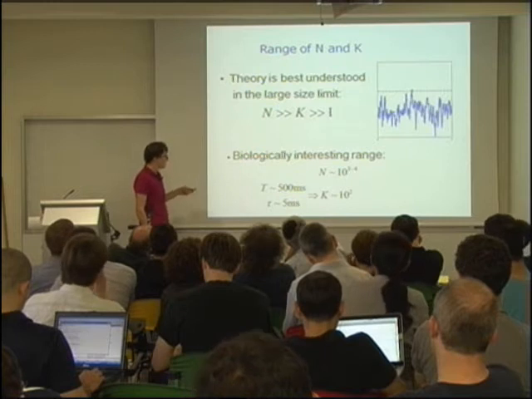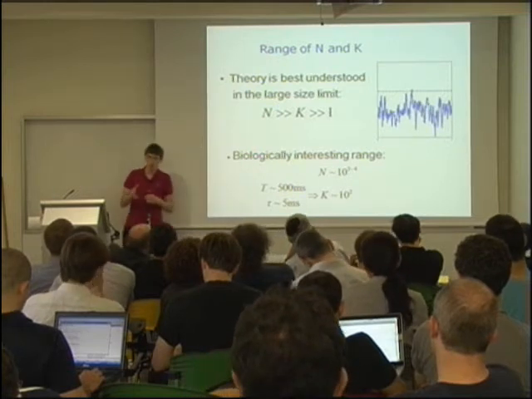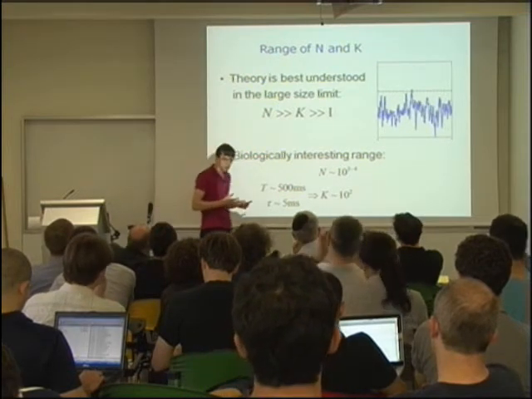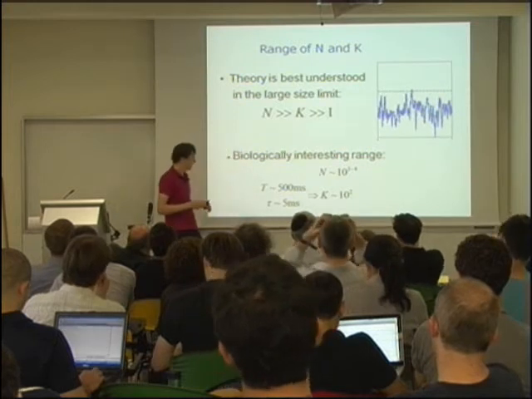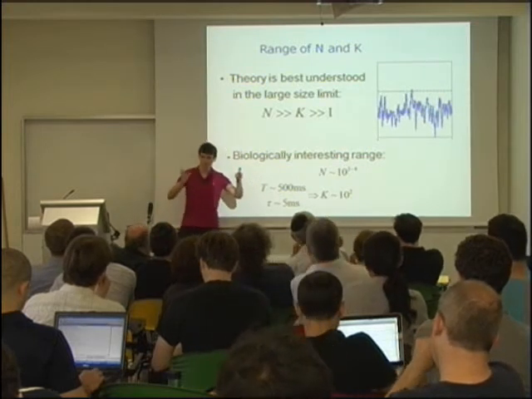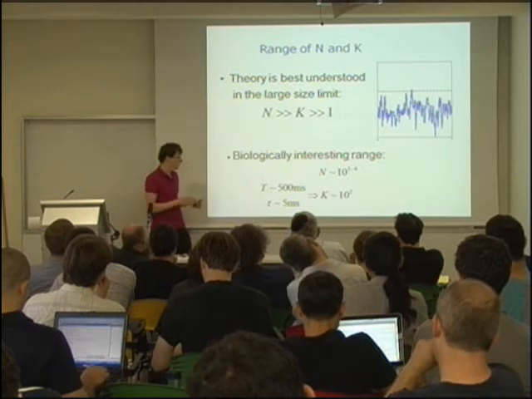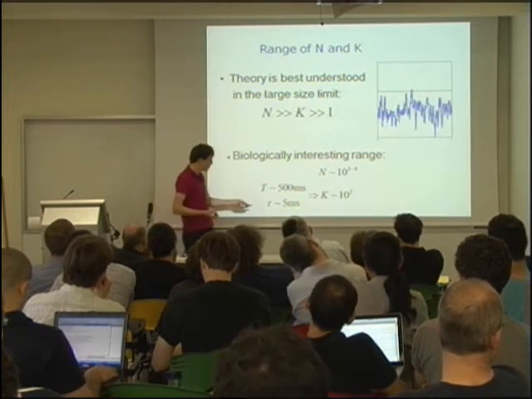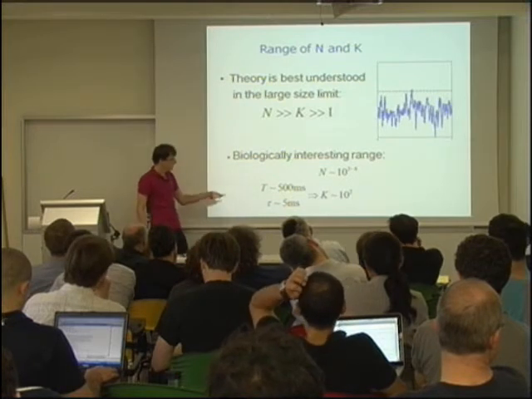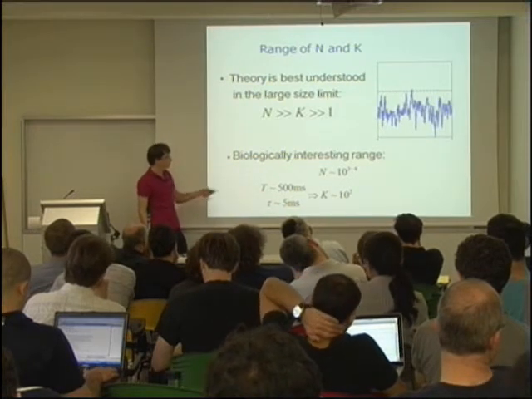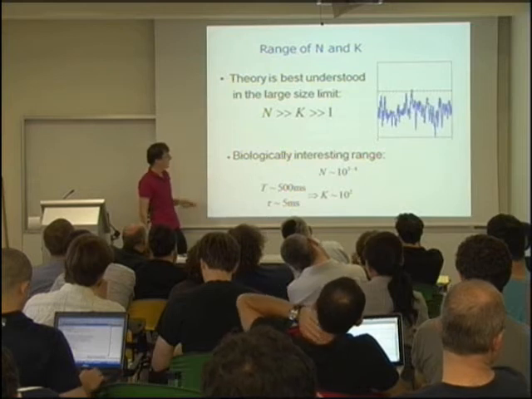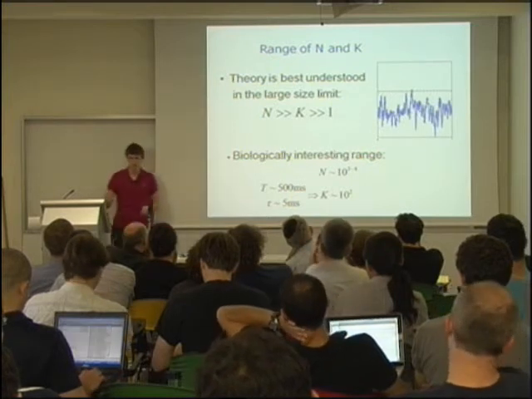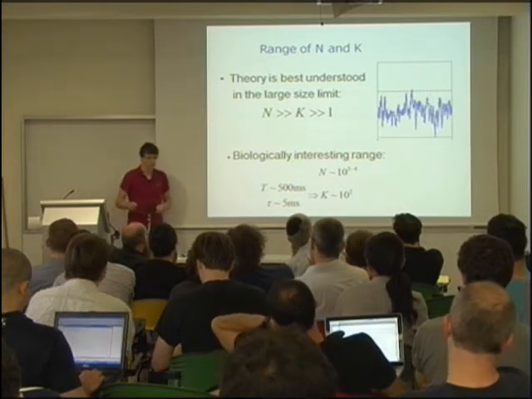maybe the biologically interesting range, if you think about a neuron with 1,000 or 10,000 inputs and some patterns, a presentation pattern that comes in for half a second and a time constant of a few milliseconds, we get k in the order of the hundreds. So this is exactly this kind of limit where n is much larger than k, and k is also much larger than 1.